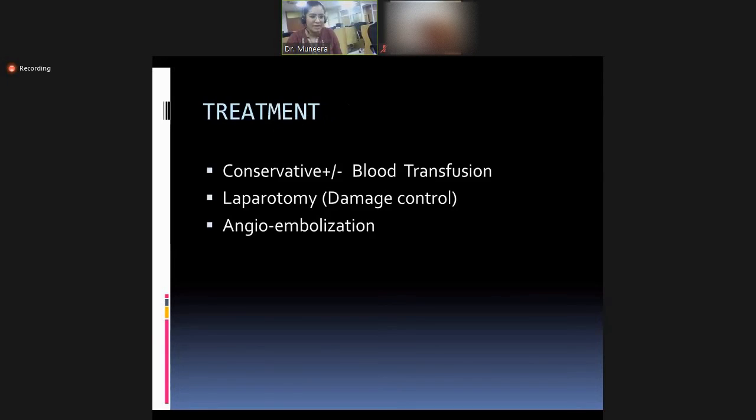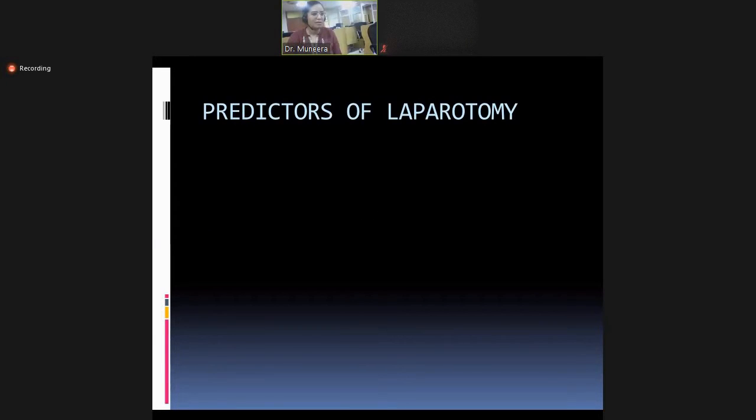Right? Now coming to the predictors of laparotomy. When you suspect and say this patient requires surgery, like we have discussed which patient requires CT scanners, we have said which patient requires a particular investigation. Now, which patient requires laparotomy?